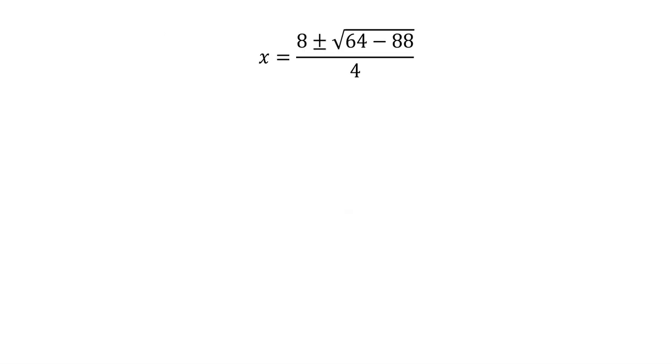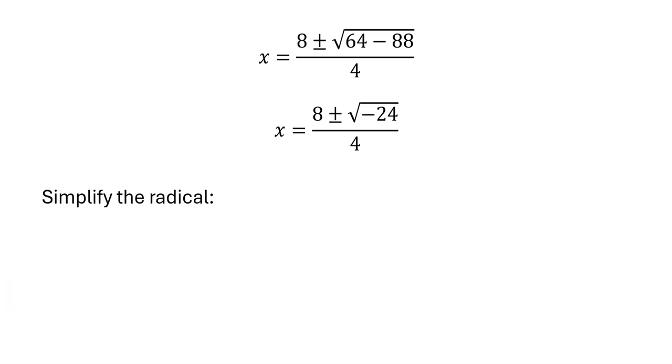Let's continue the simplification process. I'm going to work underneath the radical. 64 minus 88 gives me a negative 24. Now let's simplify that radical to try to make our life a little easier. So the square root of negative 24 simplifies to the square root of negative 4 times the square root of 6.